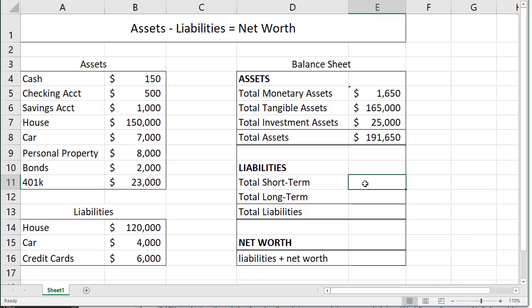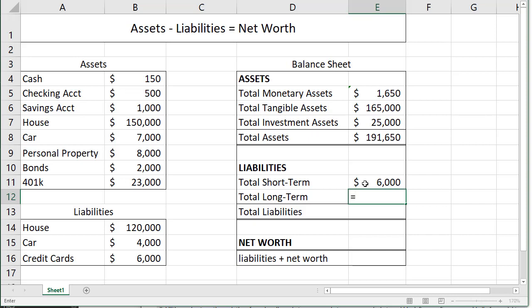Next item is to look at my liabilities. So we have short-term and long-term liabilities. Short-term liabilities are things that I generally expect to pay off within 1 year. So under that, I would say, well, credit cards. My goal is to try to get rid of that debt within 1 year. And then long-term liabilities are things that are going to take me more than a year.